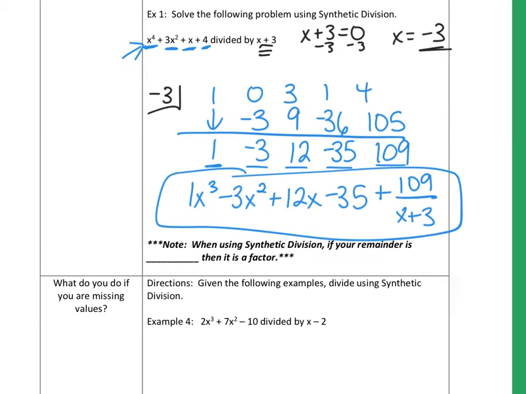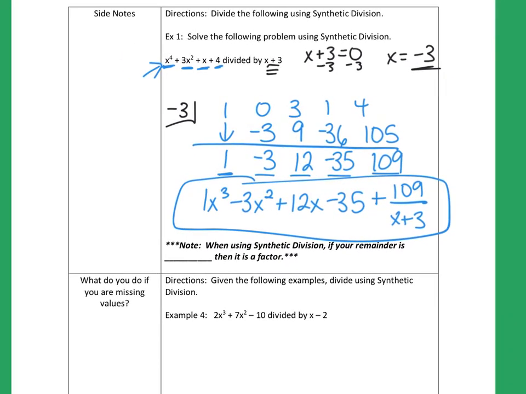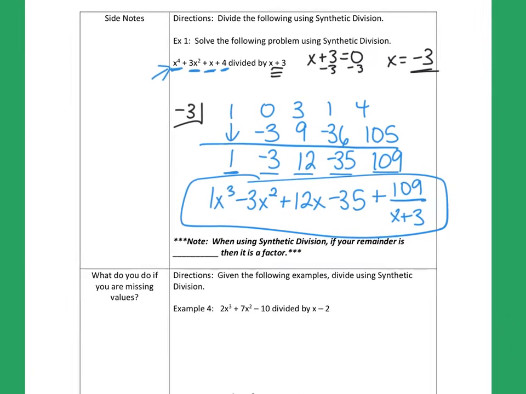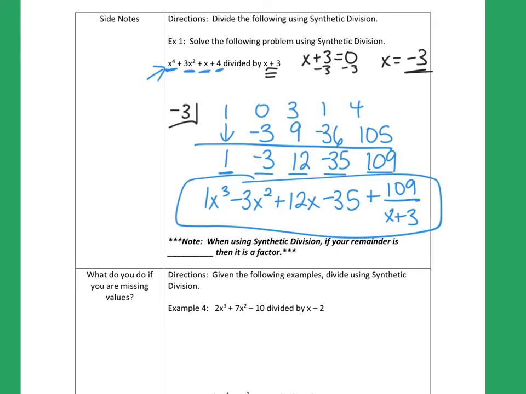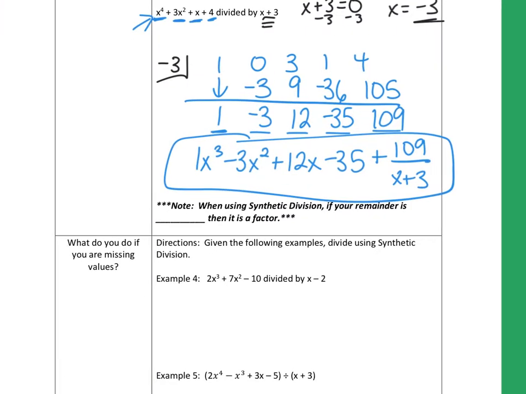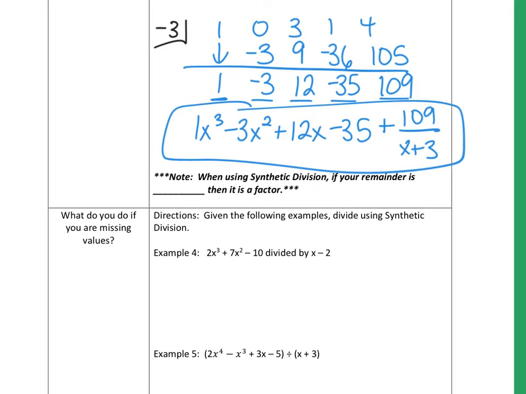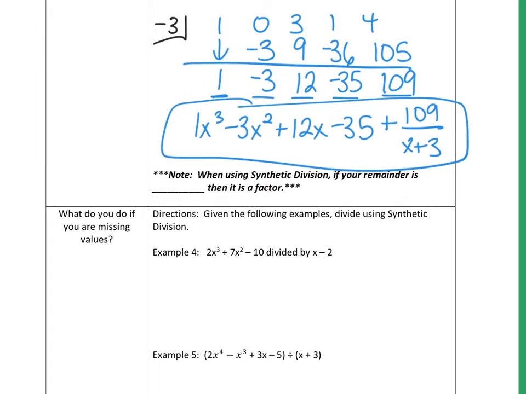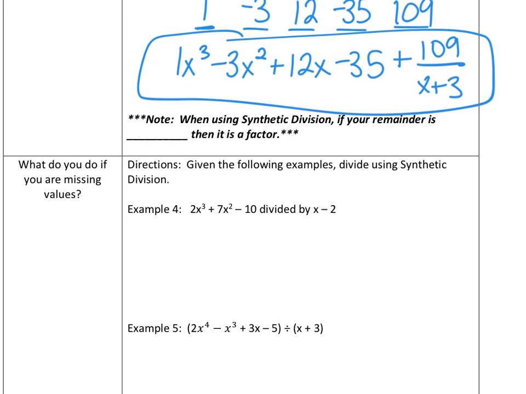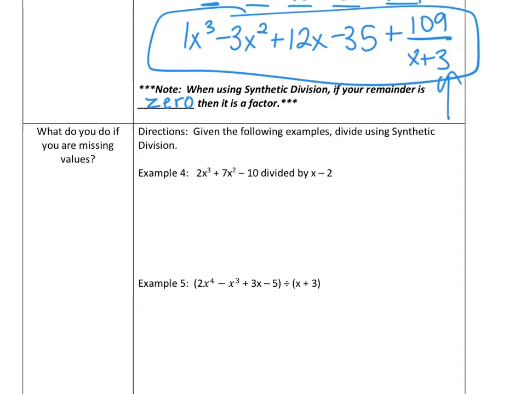So, both of these examples that we've just done, we had a remainder, okay? And if you remember back to when we used long division, back when we were younger, if we had a remainder, that meant that that number did not go into the other number evenly. So this is the exact same thing. If we're using synthetic division and our remainder is 0, that means it is a factor. If it's not 0, it doesn't go in evenly, okay? But if it does come out to 0, then it is a factor.